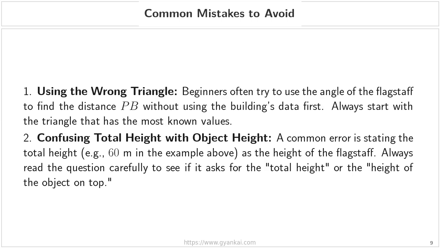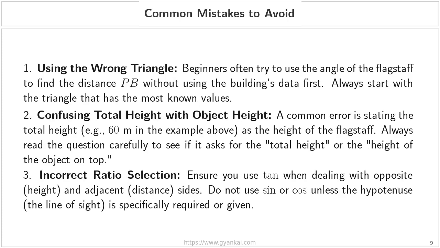Second, be careful not to confuse the total height with the height of the specific object. This is a very frequent error. In our example, we calculated the total height from the ground to the top of the flagstaff to be 60 meters. If you stop there and say the flagstaff is 60 meters high, you've missed the final step. Always read the question very carefully to see if it is asking for the total height or just the height of the object on top.